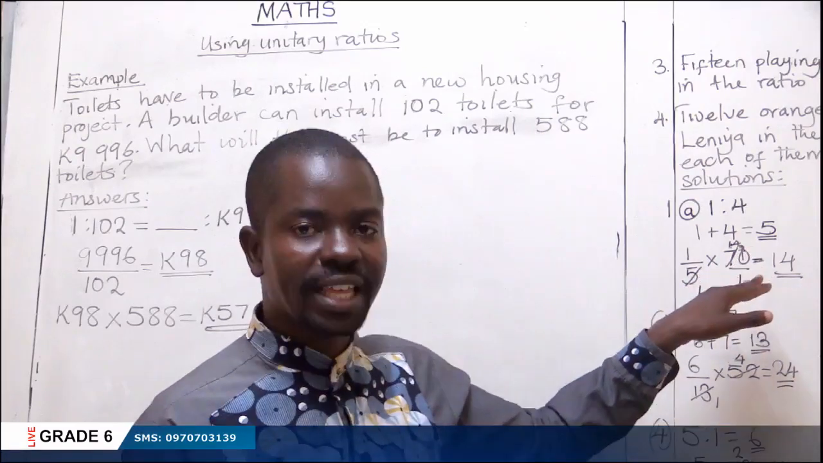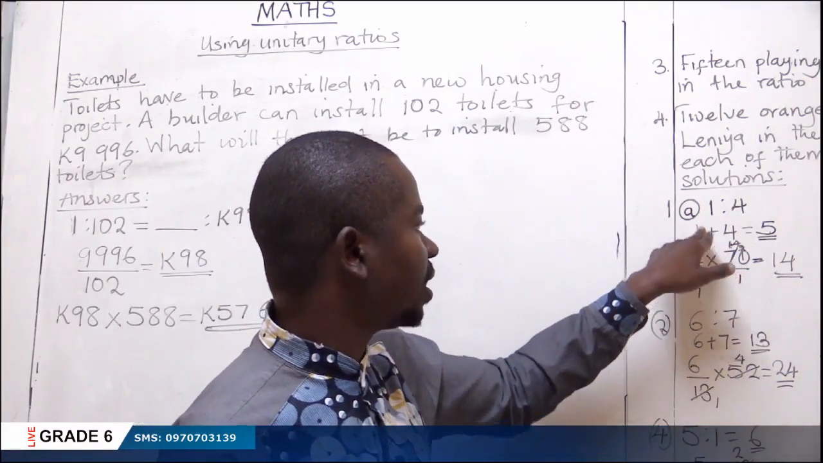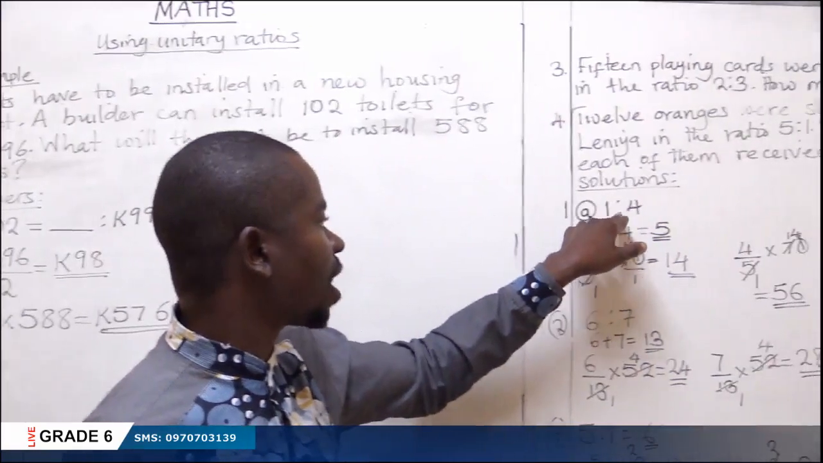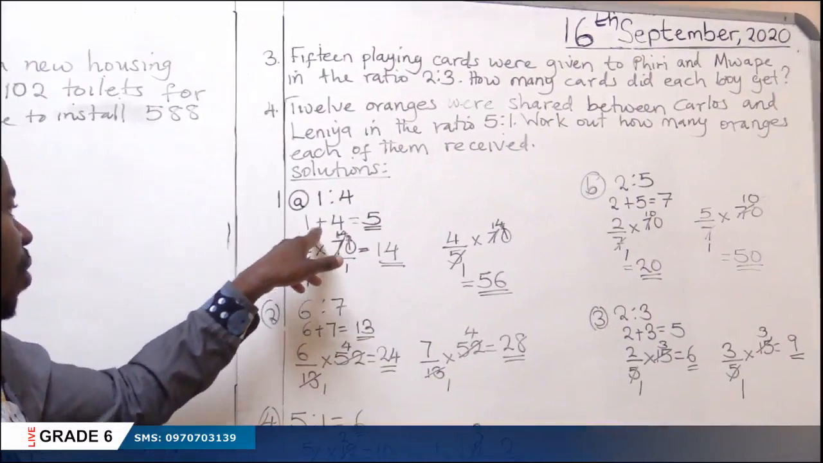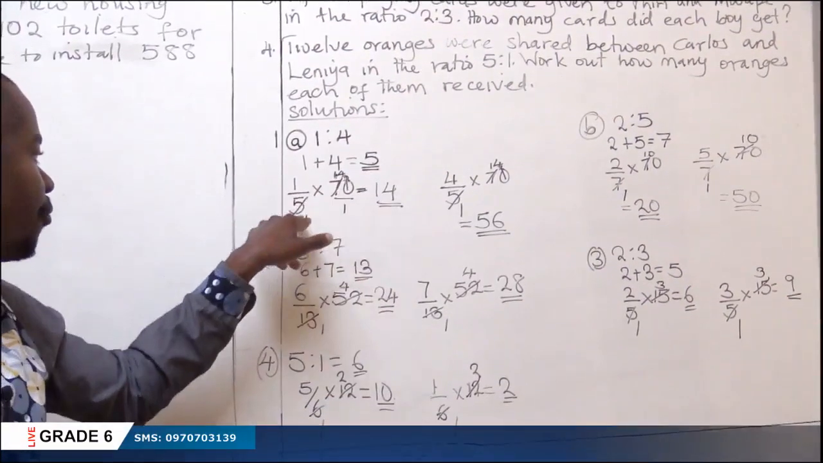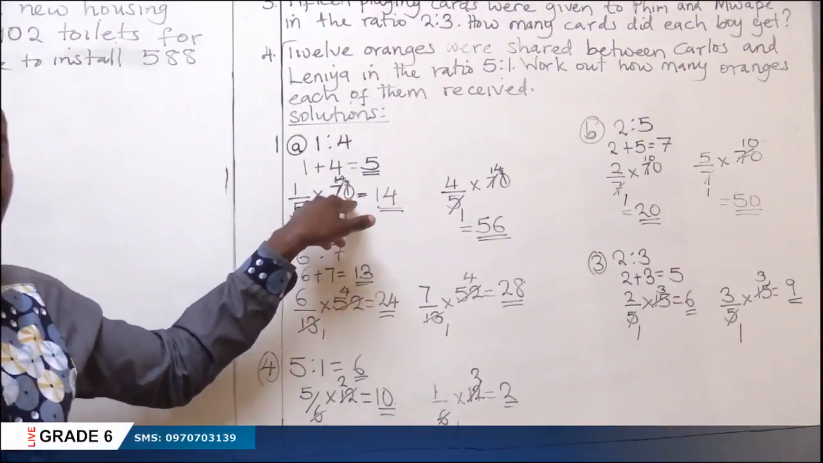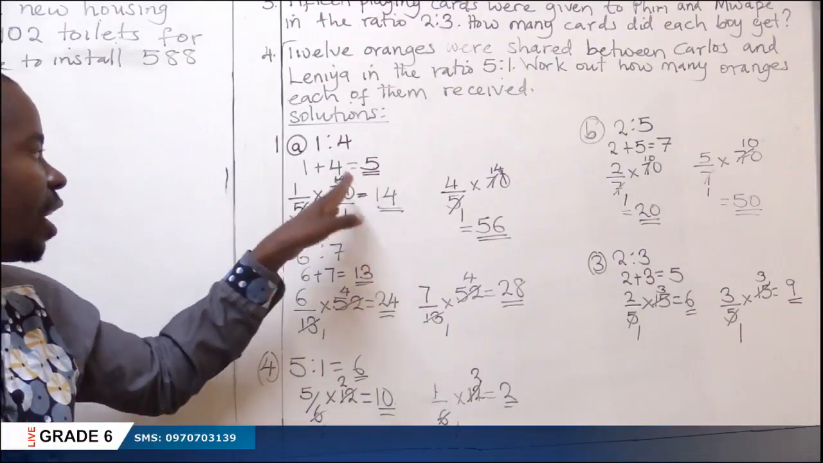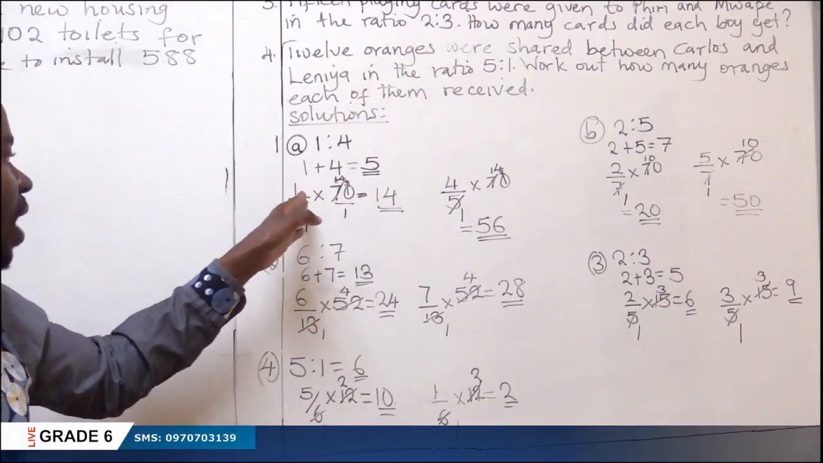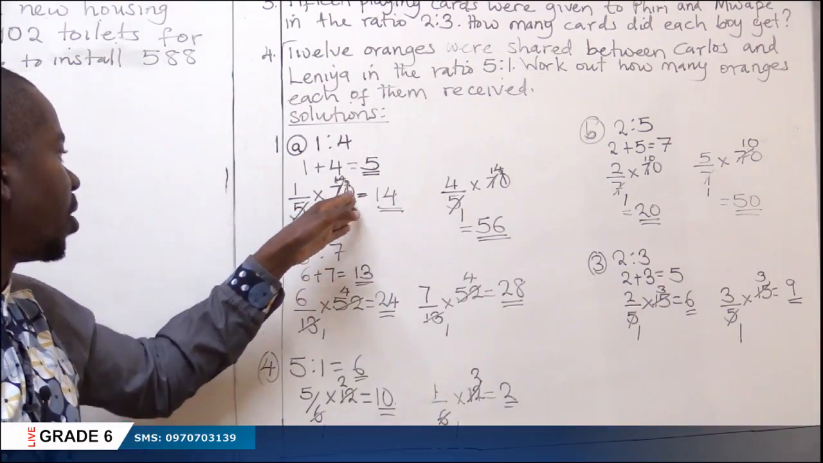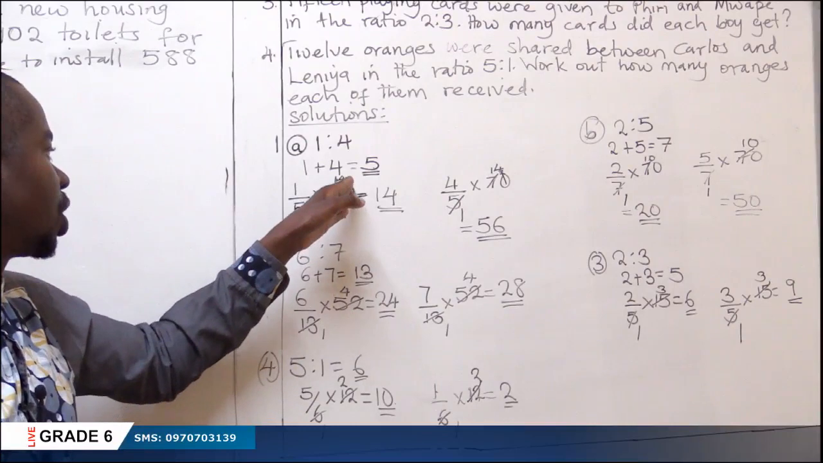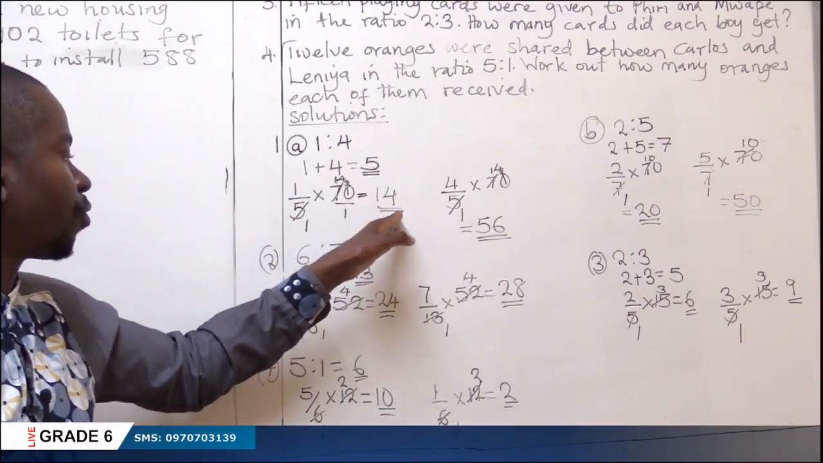So 70 was there in the question. I said you add the ratios, which is 1 plus 4. 1 plus 4 gives us 5. So you write 1 over 5 times 70. Why? Because 70 was there in the question. 5 into 5, it's 1. 5 into 70, it's 14. 1 times 14, it's 14.